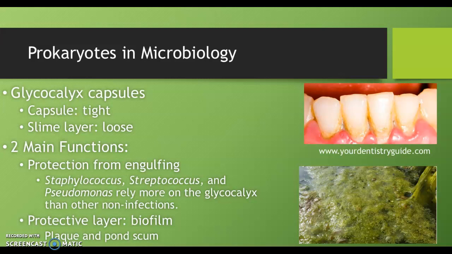The second main function of the glycocalyx is a protective layer that is formed to cover and protect the cell, which makes it hard to kill. This layer is called the biofilm. Some examples of a biofilm are plaque on teeth or pond scum. Both of these are essentially buildups of bacterium.